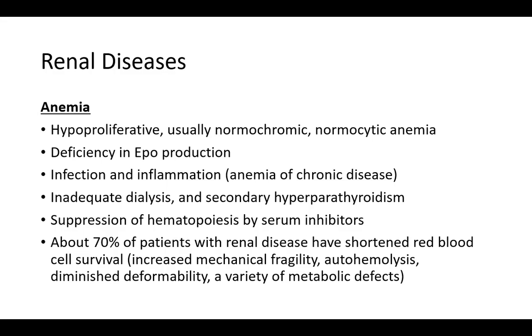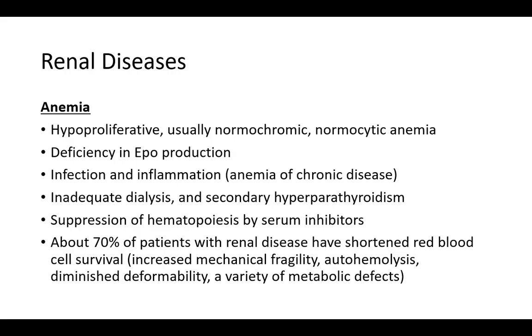Anemia and renal diseases. Renal diseases, especially chronic renal diseases, are commonly associated with anemia. They are usually due to deficiency in the erythropoietin production.